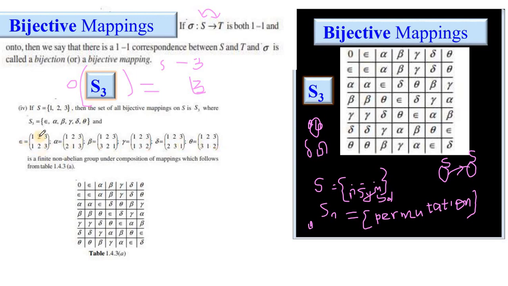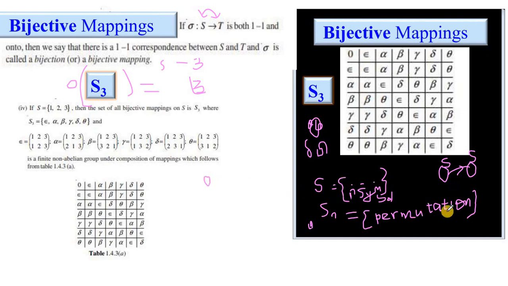So epsilon is the identity mapping which takes any element to itself. For alpha you fix 3, for beta you fix 2, for gamma you fix 1. Delta is written cyclically: after 1 comes 2, after 2 comes 3, after 3 comes 1. And theta is the previous one: 1 goes to 3, 2 goes to 1, 3 goes to 2. So these are the 6 permutations on these 3 symbols, and they form a group under composition of mappings.